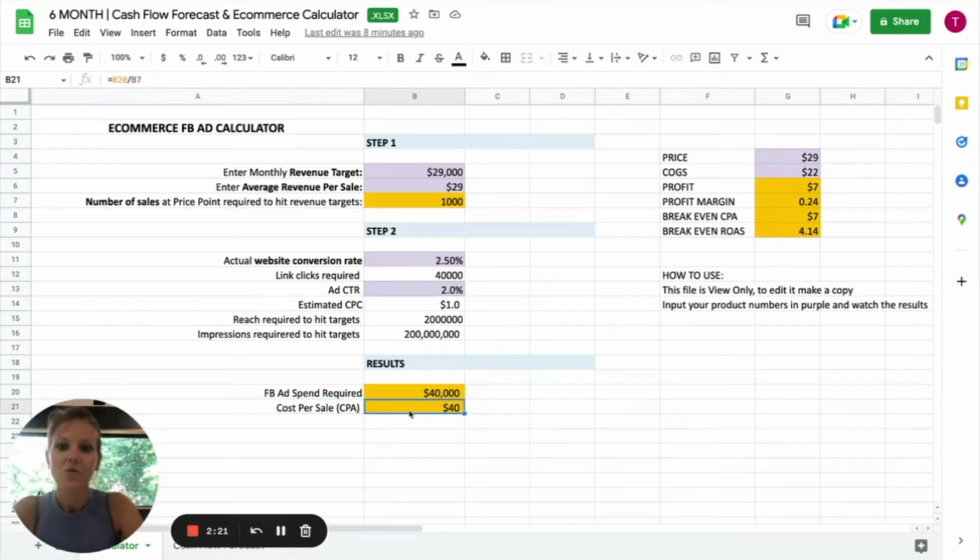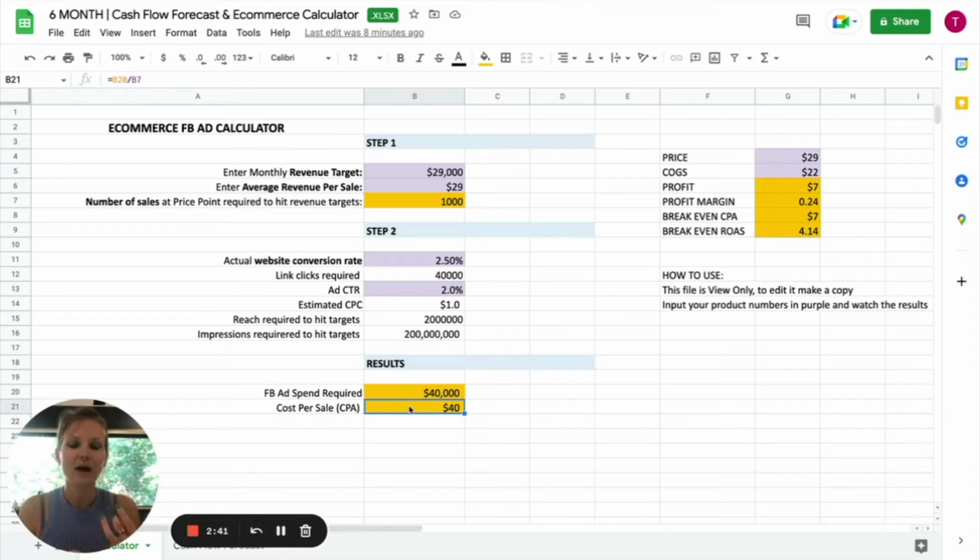The numbers it spits out down here are that, based on these average metrics for a $29 product, we are going to have our cost per sale. It's going to cost that company $40 on average to acquire a $29 item, meaning that he's going to have a net loss of $11 per item based on this model, which makes no sense.